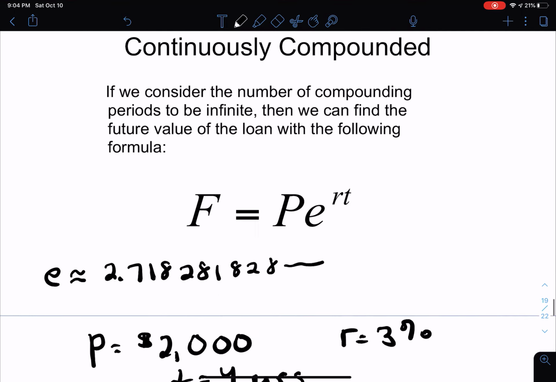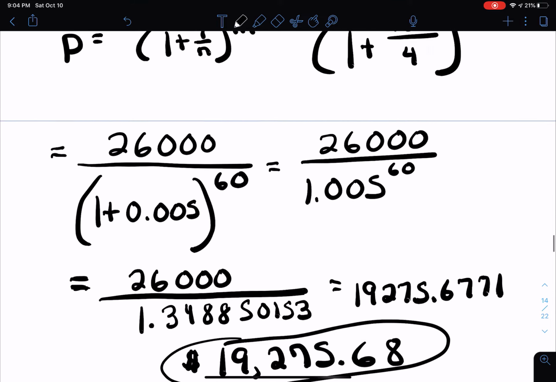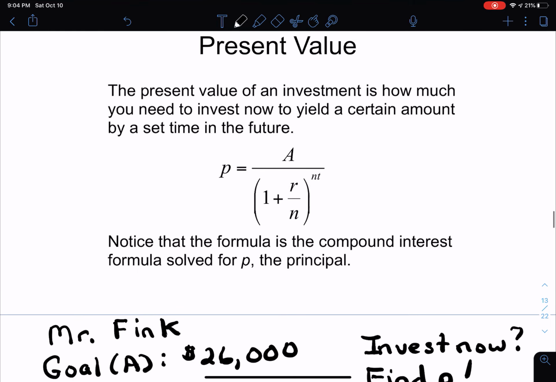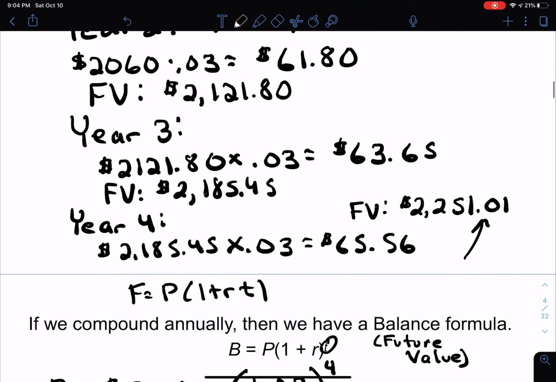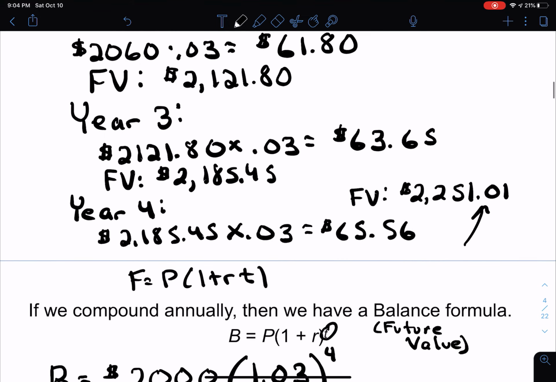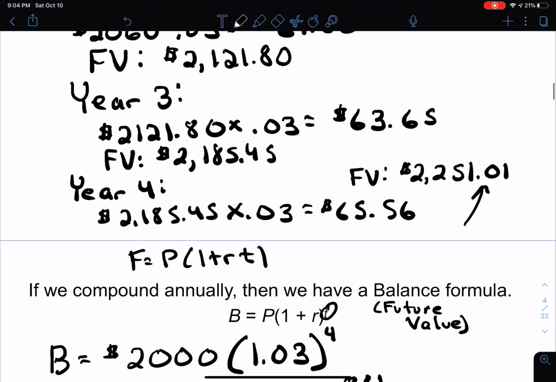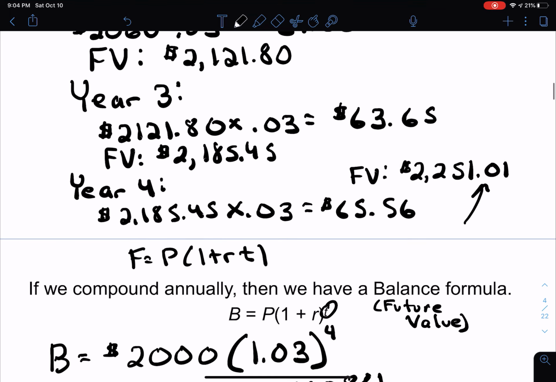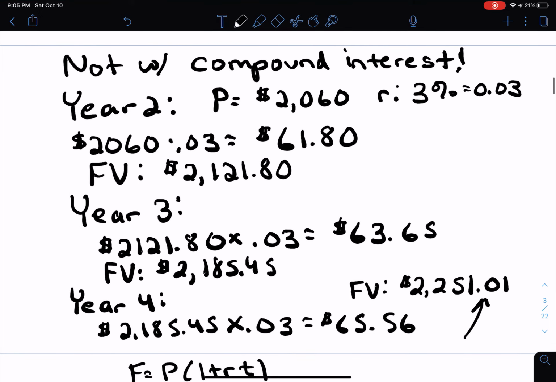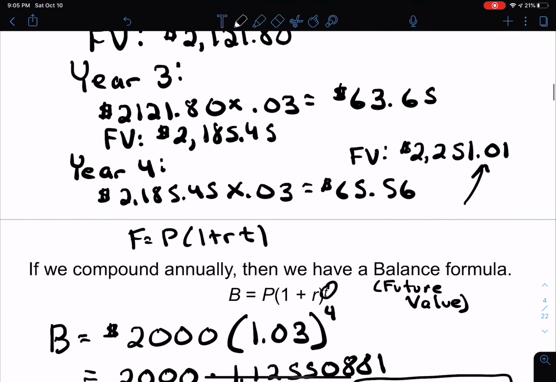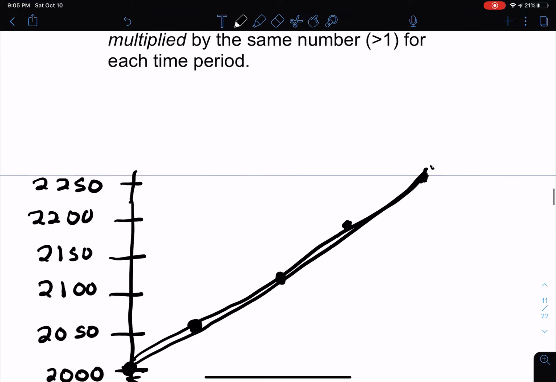A little different picture than earlier when we had done it back here. Not Mr. Fink, a little further back, all the way back. I'm sorry for making you dizzy. But we'd had what, $2,251.01 in there after 4 years when we compounded yearly. Isn't that kind of interesting?